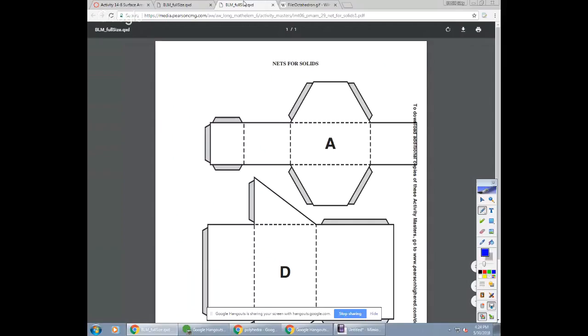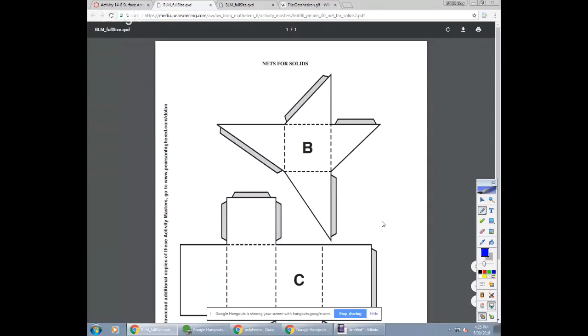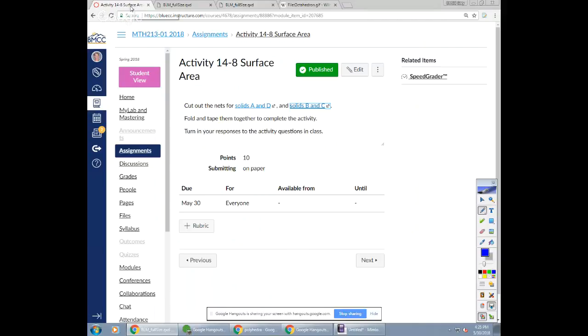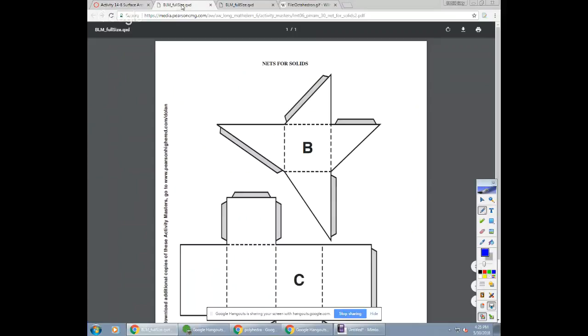All right, so Emily, in the future, your job, should you choose to accept it, is to cut these things out, tape them together, classify them, and then attempt to measure them and discover their surface area. Next week, we will find their volume. Over and out.